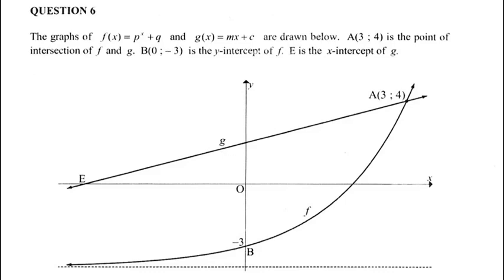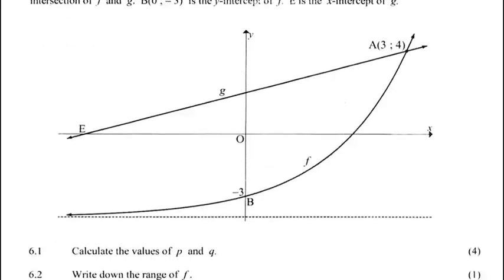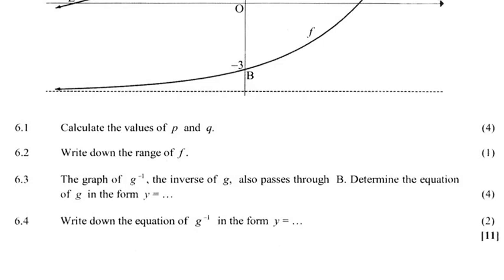The graphs of f(x) = p^x + q and g(x) = mx + c are drawn below. The coordinates of A, (3, 4), is the point of intersection of f and g. The coordinates of B, (0, -3), is the y-intercept of f. E is the x-intercept of g. The first question says, calculate the values of p and q.